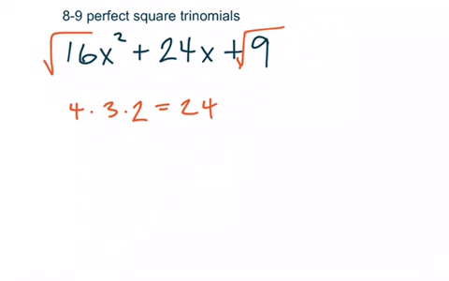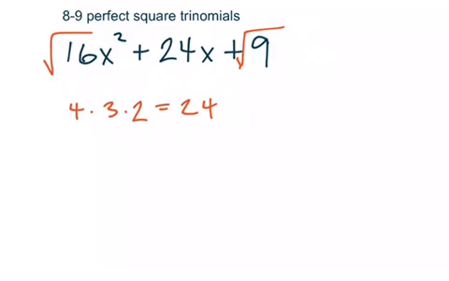Once again, that's because the first term is a perfect square, the third term is a perfect square, and the middle term is the product of the square roots times 2. Those are the things that you're looking for in a perfect square trinomial. Let me reiterate that one more time: first term is a perfect square, third term is a perfect square, and the middle term is the product of the square roots times 2, which we do have here.